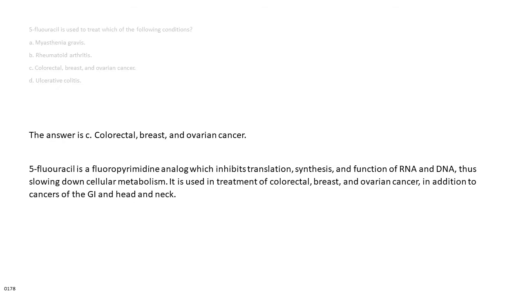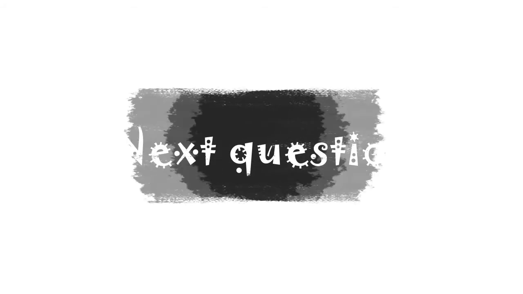The answer is C. Colorectal, breast, and ovarian cancer. 5-fluorouracil is a fluoropyrimidine analog which inhibits translation, synthesis, and function of RNA and DNA, thus slowing down cellular metabolism. It is used in treatment of colorectal, breast, and ovarian cancer, in addition to cancers of the GI and head and neck.